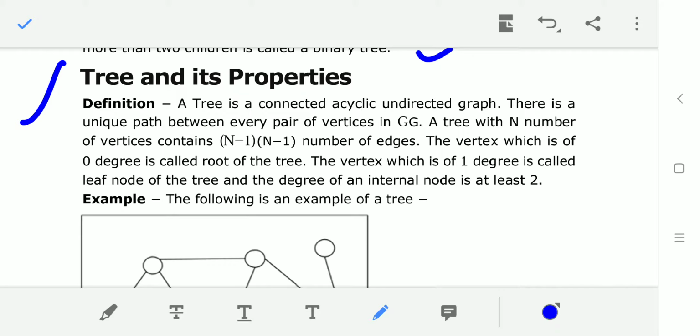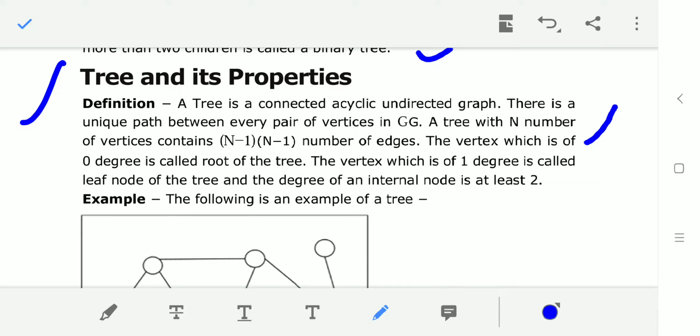Definition: a tree is a connected acyclic undirected graph. There is a unique path between every pair of vertices in G. A tree with n number of vertices contains n-1 number of edges. The vertex which is of 0 degree is called root of the tree.